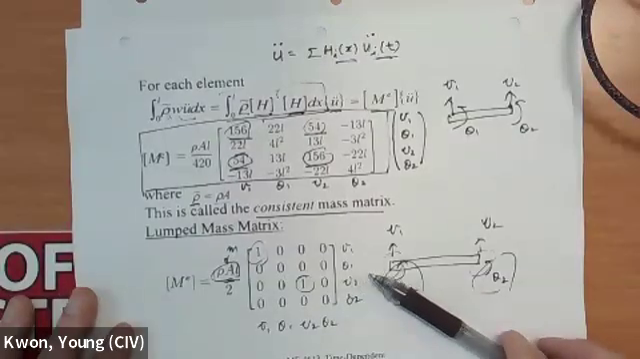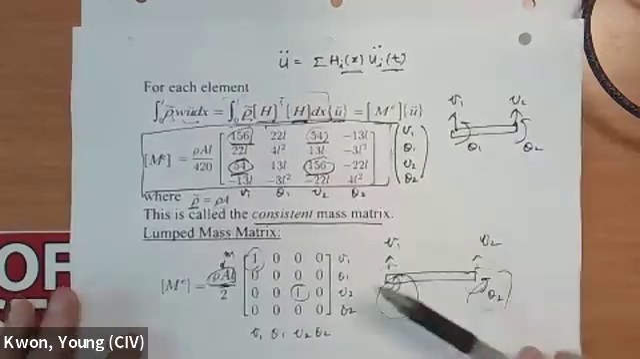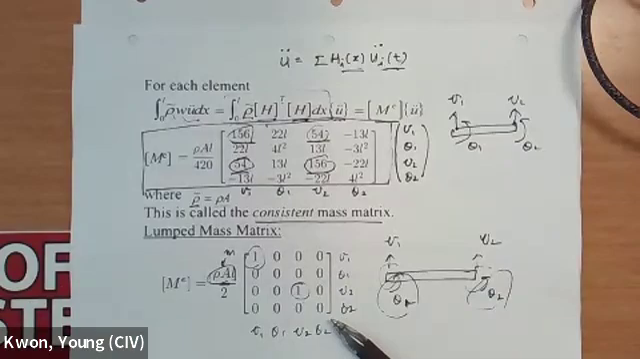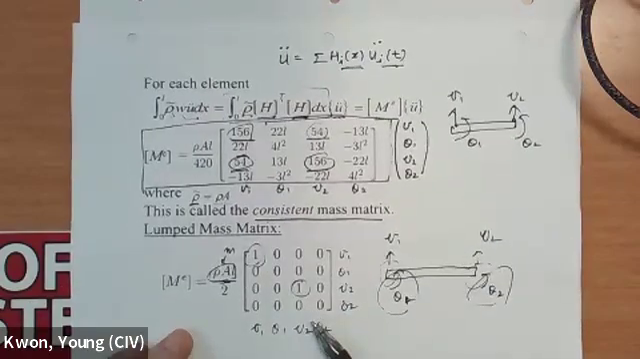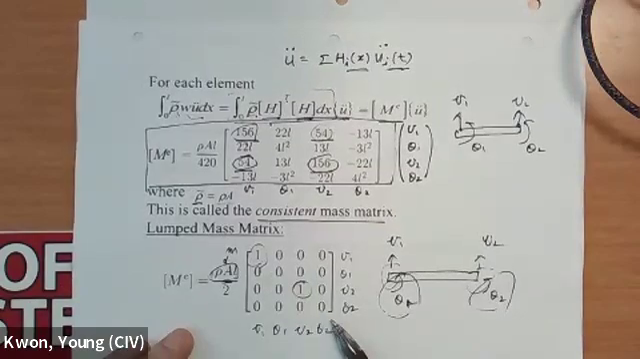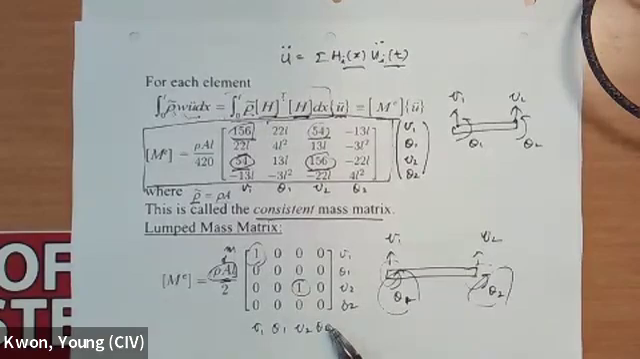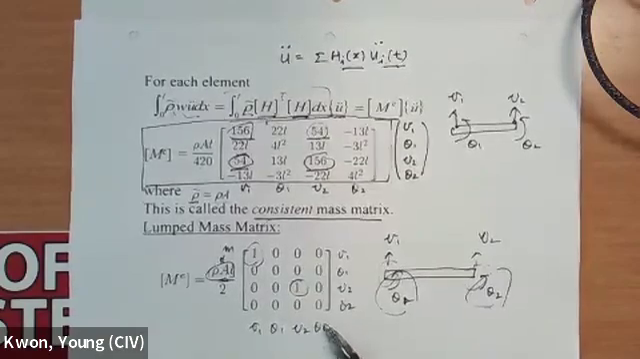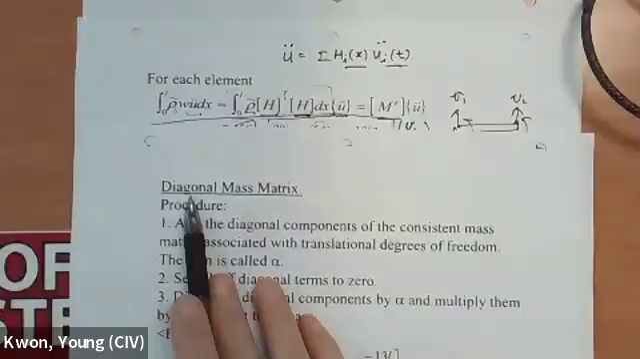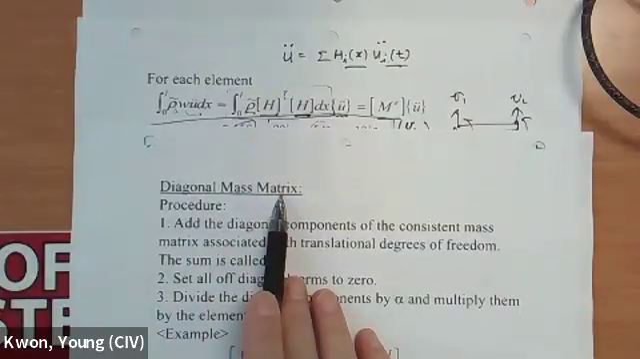Then I told you that if you can make the mass matrix diagonal, then you can have an explicit technique. So this is diagonal, but unfortunately, you have 0 value on the diagonal. So that's not good for inverting the matrix. So we have to revise the matrix a little differently. That is called the diagonal mass matrix.